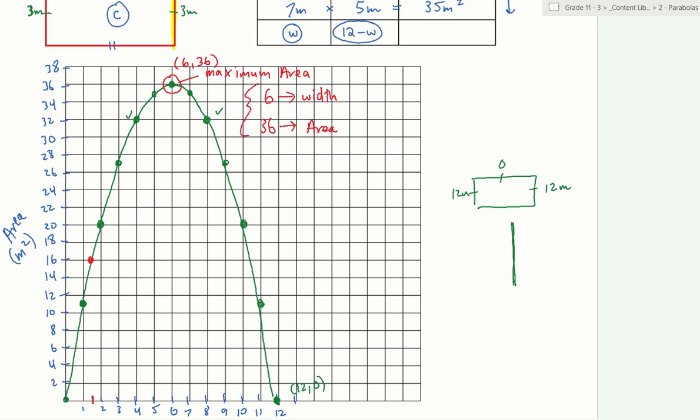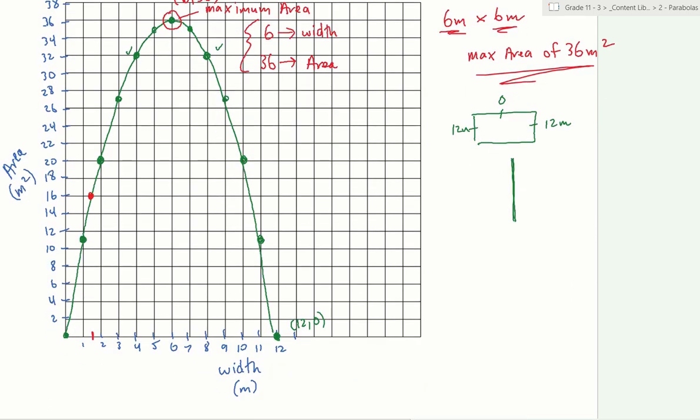So according to this, we want to make a rectangle that's 6 meters by 6 meters, because the width is 6, well, the length is 6, and that will give us a max area possible of 36 meters squared. Okay, so yeah, I think that's all I really need to say about that.